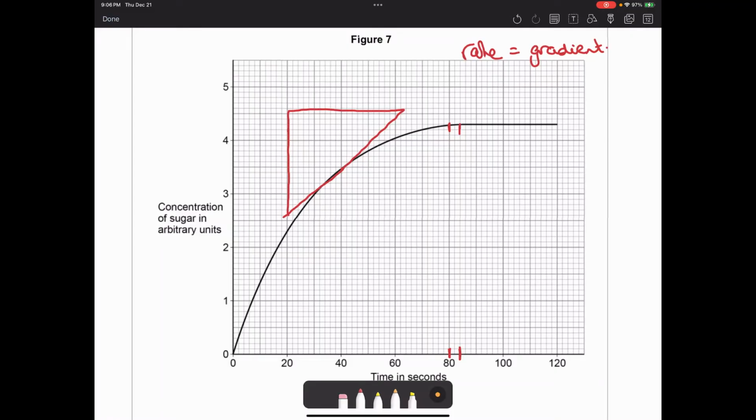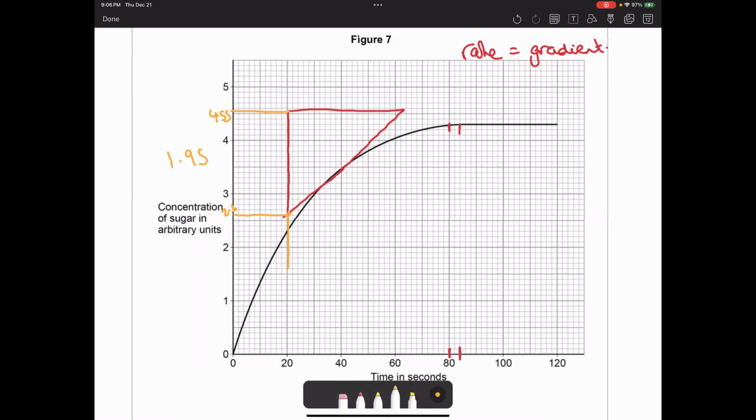So what you then have to do is calculate your change in your y value and your x value. So obviously you would do this much more accurately using a ruler, but I can see I'm going from 2.6 up to 4.55. So what I would then do is calculate the change in my y value. So 4.55 minus 2.6 gives me a change of 1.95.